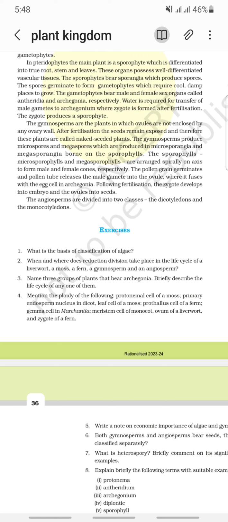The pollen grain germinates and the pollen tube releases the male gametes into the ovule, where they fuse with the egg cells in the archegonia. Following fertilization, the zygote develops into the embryo and the ovule into the seed. The angiosperms are divided into two classes, the dicotyledons and the monocotyledons. The end.